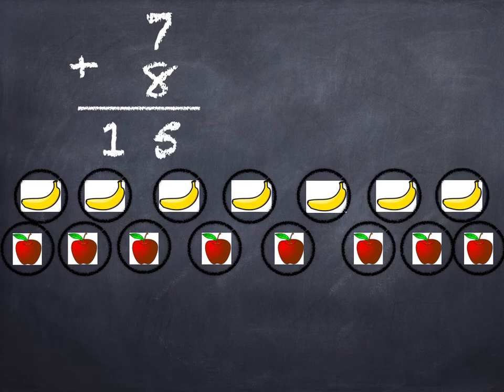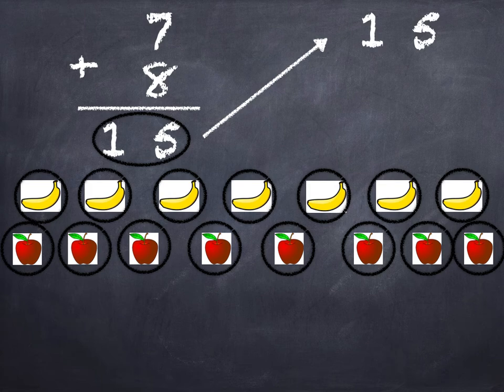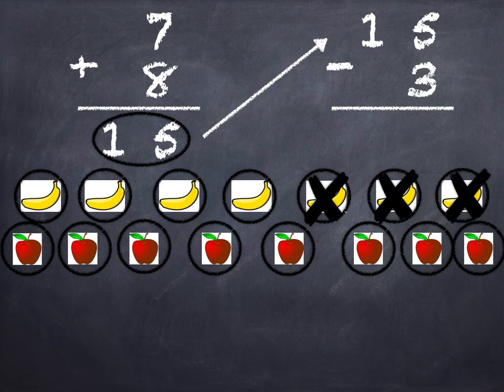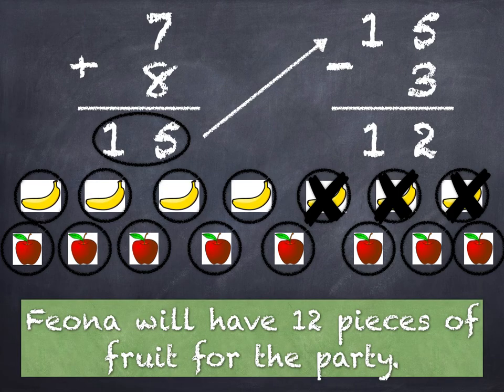15. So we have 15 pieces of fruit, and we are going to take the 15 and move it to a new equation. 15 is at the top, and then Fiona ate 3. So 3 went away. That means we are subtracting. We can use our picture to help us solve this too. So I took 3 bananas away, so now I have 12 pieces of fruit. Fiona will have 12 pieces of fruit for the party.